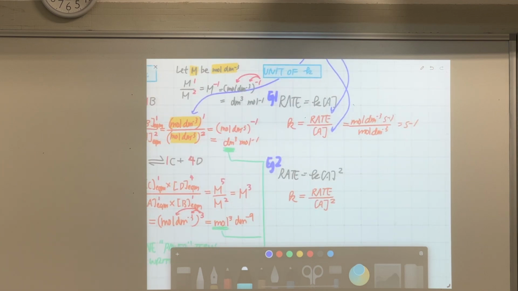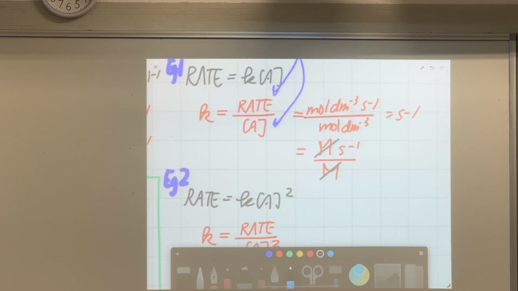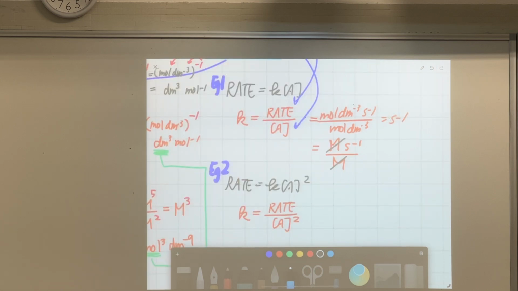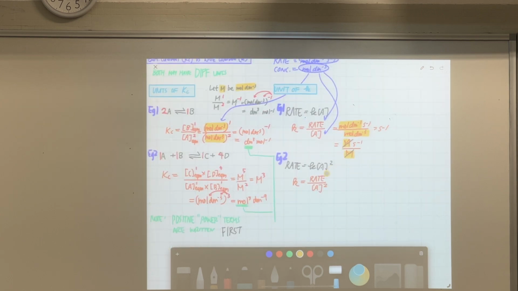So as usual, if this is too hard to simplify, you can write mole per dm³ as molar first. You have molar s to the power -1 on top and molar at the bottom. Well, it's very easy for you to see that it will simplify to just per second. So we are swapping mole per dm³ for molar. So we have this, and now I want you to solve for the second rate constant here. I want to know what the unit is for the second rate constant.